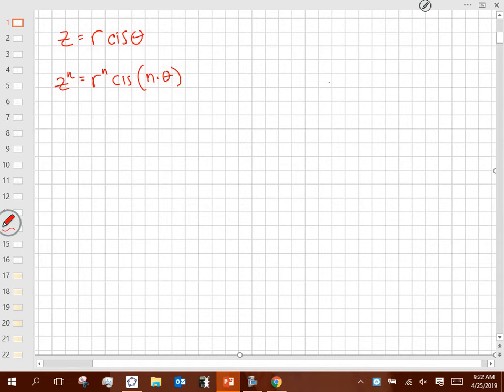Okay? I want to do something. Let me do this. Let's say instead of using n for this, could I have said z to the, let's just use u. z to the u is equal to r to the u, and then that would give me u times theta. Does that make sense?